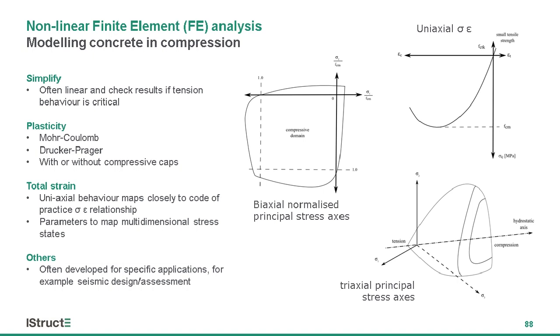If we do have to consider compressive failures, then the options that are around are fairly classic yield theories like Mohr-Coulomb and Drucker-Prager, with extra modifications to deal with a compressive cap to limit the amount of compression. Another family of these models relates to total strain, and these are quite useful in that they map fairly directly to the uniaxial curves that you will see in codes of practice, and then to account for confined situations and multi-directional stress states, various parameters can be introduced to that. And then there's other specialist models around as well, and there's lots to do with seismic engineering and things like this that have all sorts of other adaptations to deal with energy absorption and hysteretic loops and things like that.